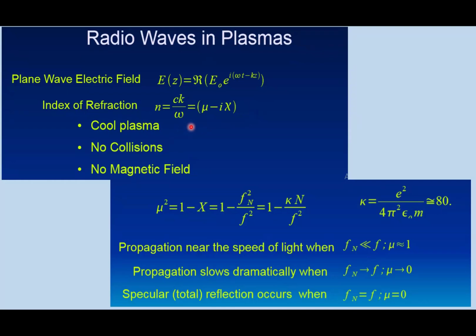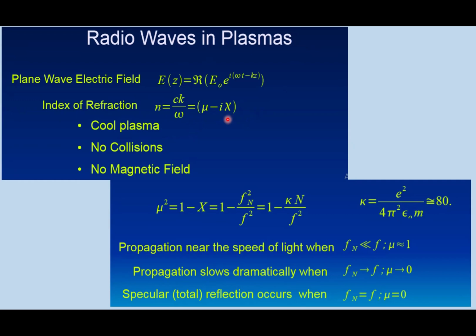refractive index n is equal to c, that is the velocity in free space, times k, the propagation vector, divided by the angular frequency of the wave. And it is a complex quantity, and therefore it has a real part mu and an imaginary part chi. It is the real part which contributes to the propagation of the wave, and the imaginary part leads to absorption of the wave in the medium.